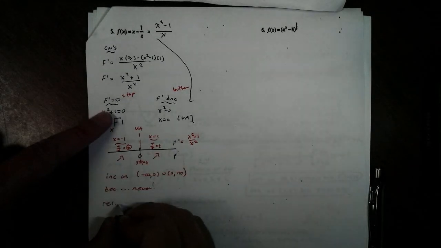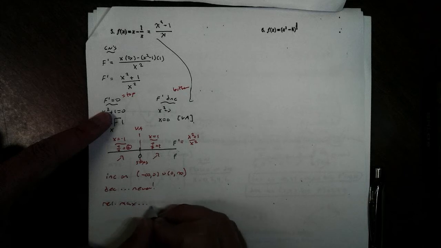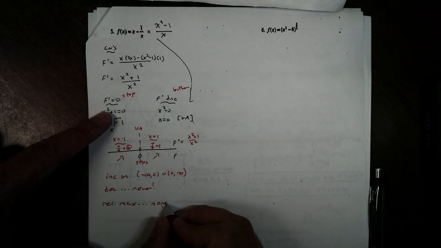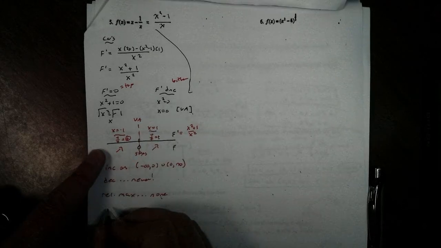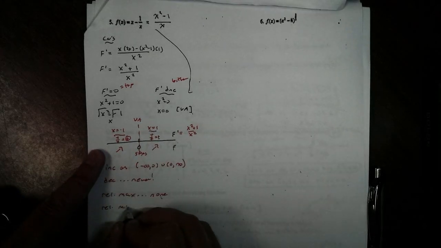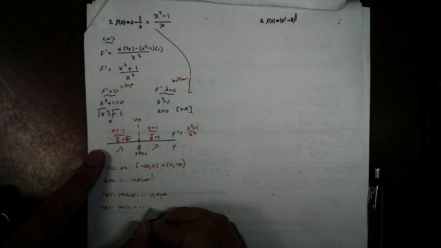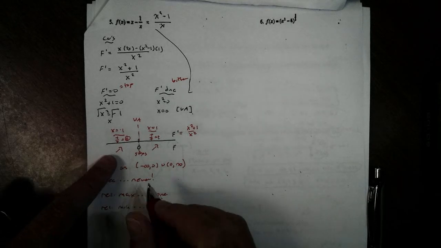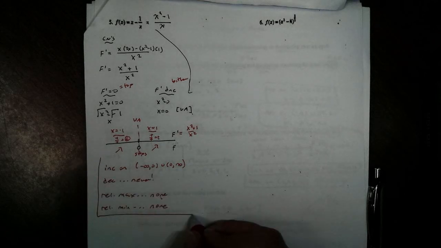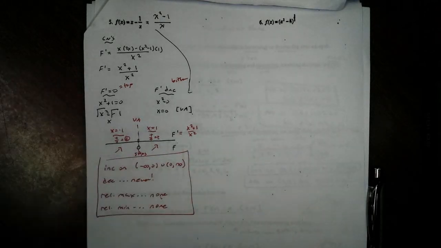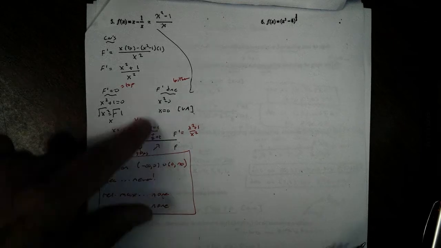Do we have a relative maximum? And the answer is no. We don't have any because the slope never goes from positive to negative. Do we have a relative minimum? Again, the answer is no or none. And that's because the slope never goes from negative to positive. And there's our answers right there. Very easy to do. My only suggestion is, like I said, we want to write these as a single fraction.